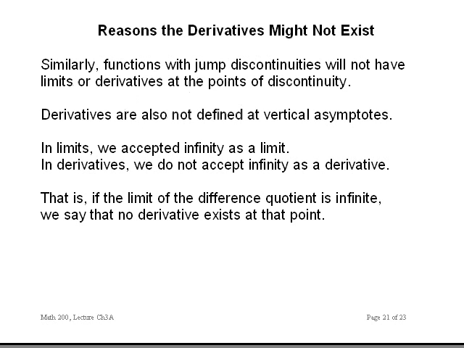Another reason that the derivative might not exist is that there's a jump discontinuity in the function. Of course, in a jump discontinuity, the right and left hand limits again don't agree. Derivatives also don't exist at vertical asymptotes. Remember, in limits, we accepted infinity as the value of a limit. Once we got to continuity, we would not accept infinity anymore as a criterion for continuity. And for derivatives, again, we do not accept infinity. That means that if we take the limit of the difference quotient and we get infinity, we say no, no derivative exists there.